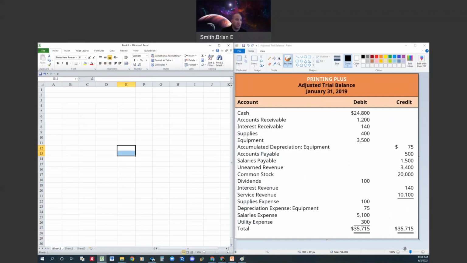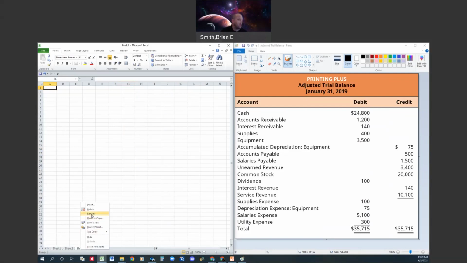So what I want to do first is, when you're given an adjusted trial balance, it's our responsibility at this point to do our closing entries, and this snippet is going to deal with doing our closing entries. Okay. So I'm going to pull up a different sheet here and rename it closing entries.